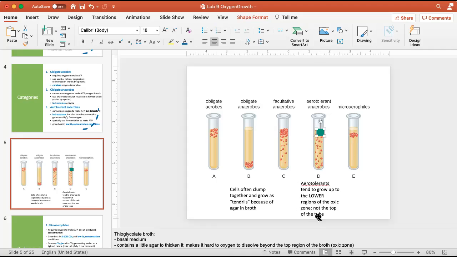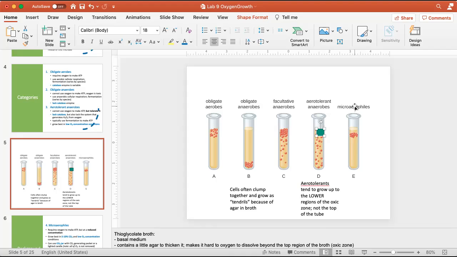Aerotolerant organisms, as I've got written here, tend to grow up to the lower regions of the oxic zone. They can grow without oxygen, remember, but they would rather not be in high oxygen levels. So they just don't tend to go to the top of the tube, in my experience.